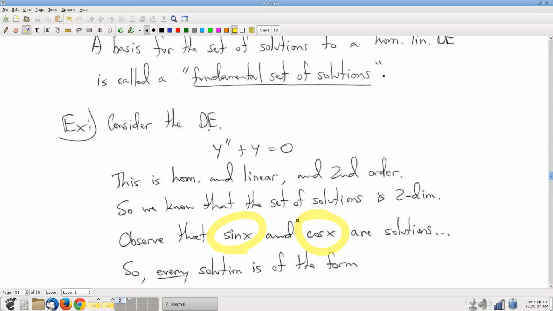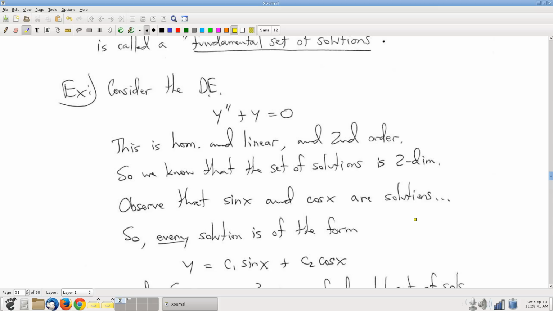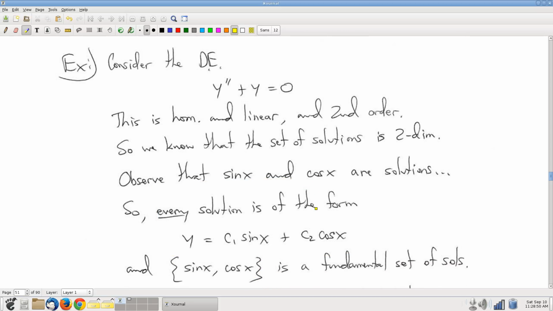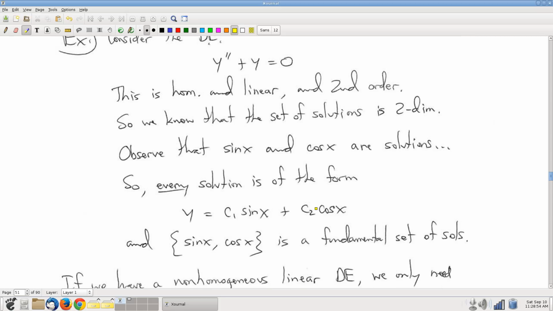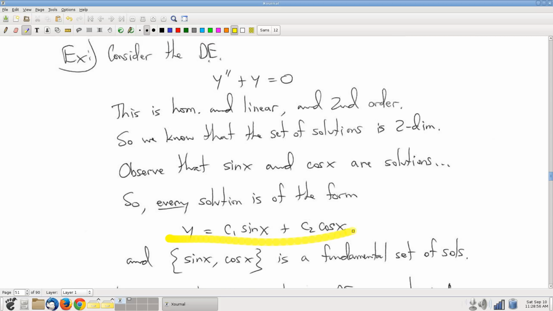This pair here is a basis for our solution set. Being as they are a basis, that means that every solution is of this form. Every solution is a linear combination of those solutions. And we're done. Right? So you can write this in a couple different ways. You can say that this is the general solution. Or you might just prefer to take a linear algebra point of view and say that this is the fundamental set of solutions. Either way, it says roughly the same thing.